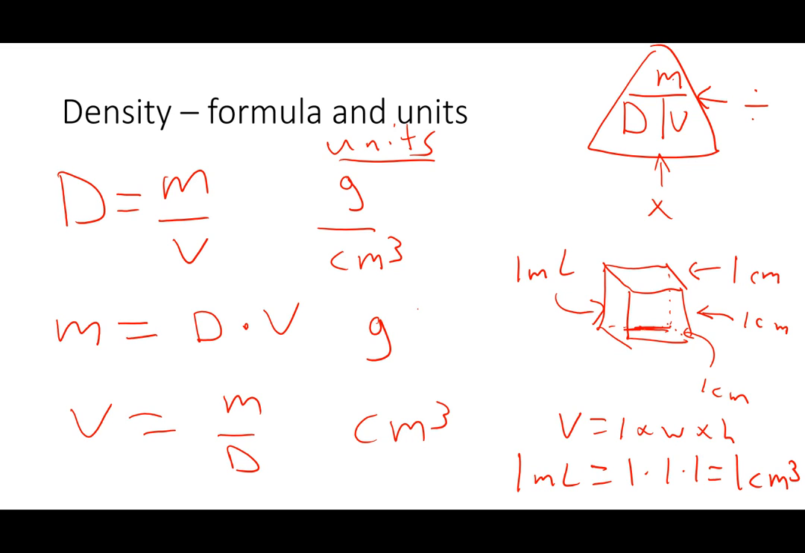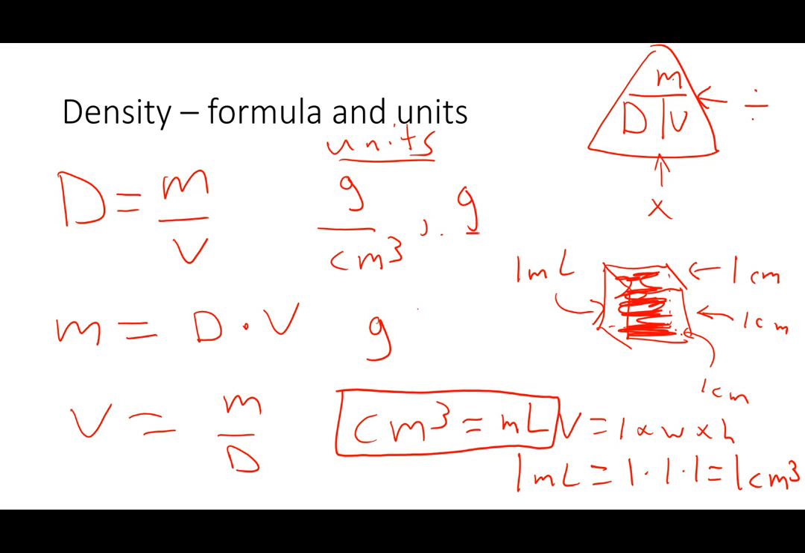If we were to fill this cube with water, that would be 1 milliliter of volume. So cubic centimeter is equal to milliliters. And we're going to see that they're interchangeable throughout this unit. And what that means is for density, we also have grams per milliliter as a unit of density.